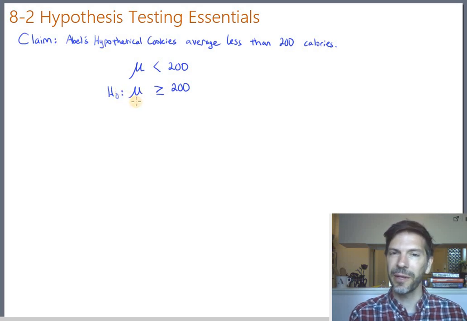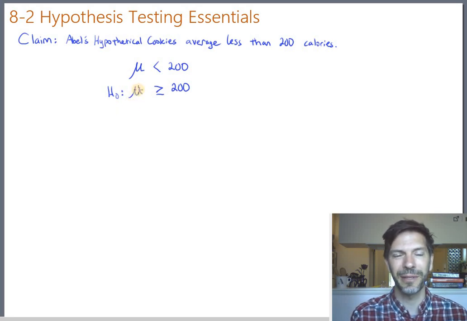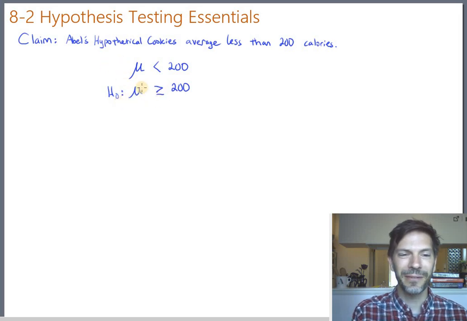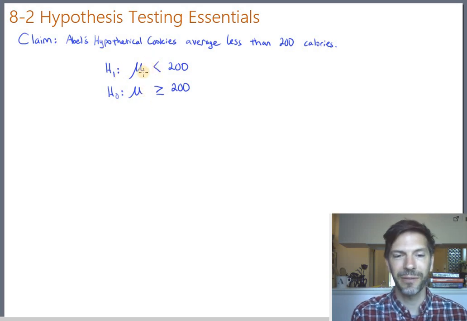Notice that this time around, the null is not the original claim. So the null has nothing to do with what the original claim is. The null has everything to do with the equal sign. So the null has the equal sign. The alternative does not have the equal sign in it.